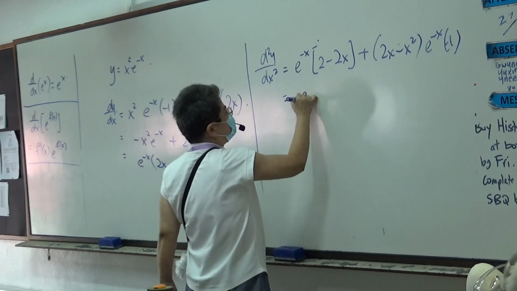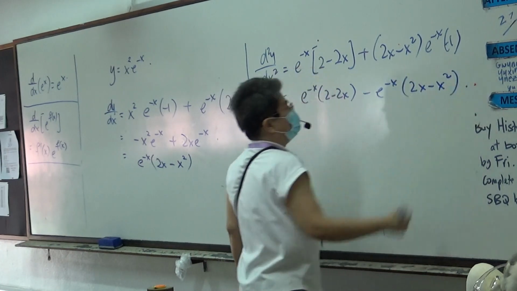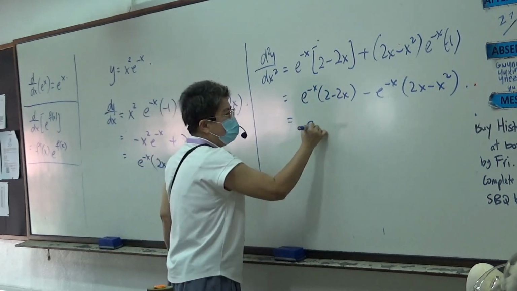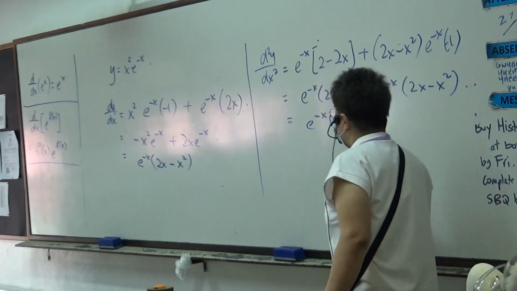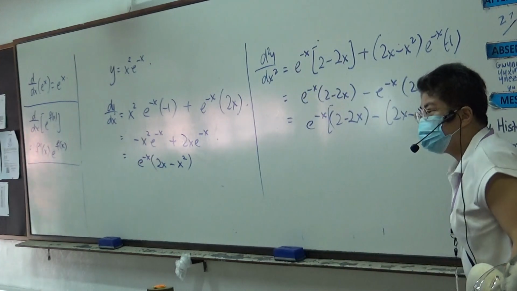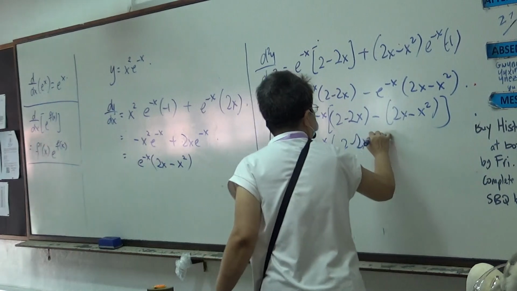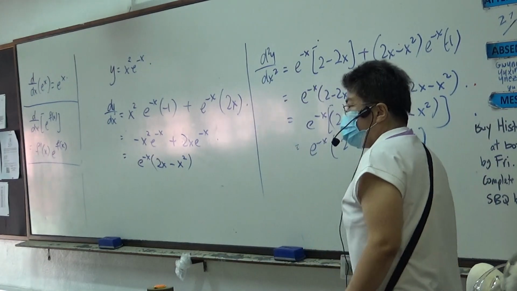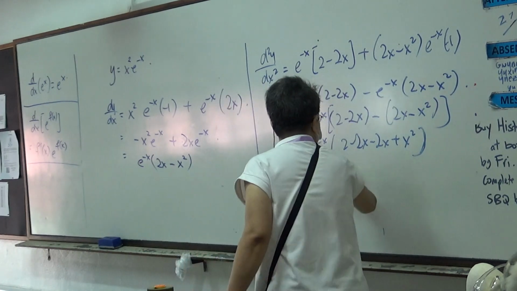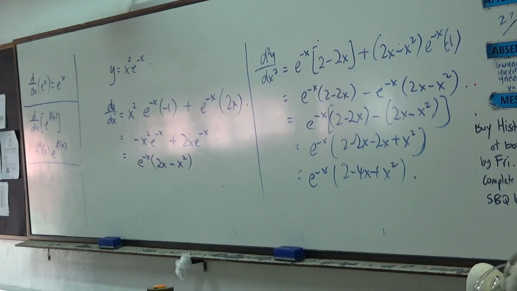I will get e^(-x). Agree, class? The first bracket will give me this one, the second bracket will give me this. Correct? Yes or no, class? So I will have to expand out 2 minus 2x minus 2x plus x squared, right? 2 minus 4x plus x squared. Like that is easier, right? Can you see what I'm talking about here? Now, then you look at part 2.